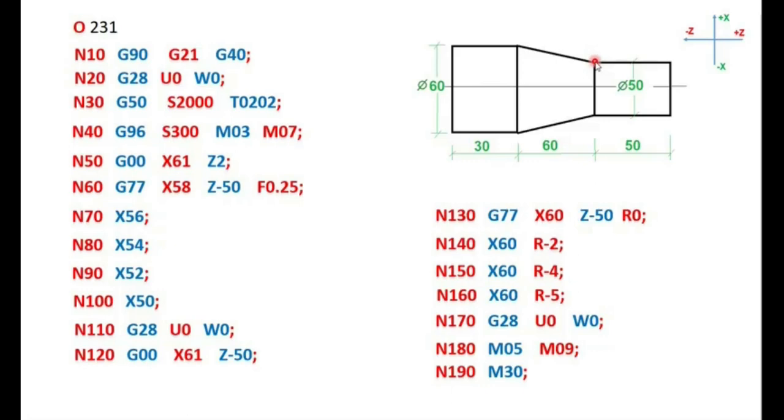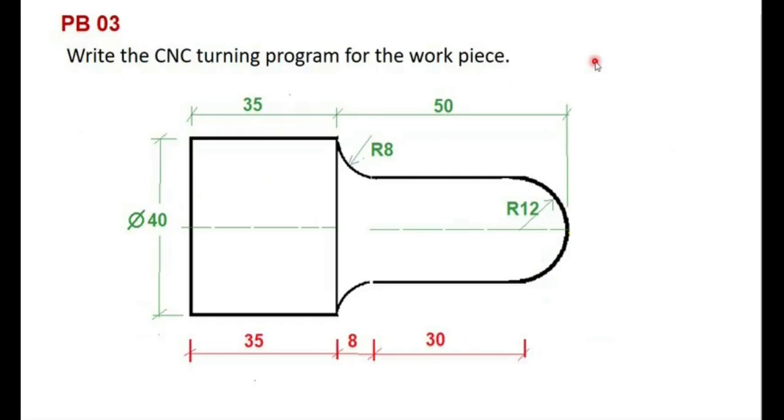Now similarly, if we say we have a circular job, for example, in today's problem, that is problem 3, we are taking a very simple program. So I will not be doing a complete operation. I will just show you in today's class how you can generate this curve at this side. The part is given one side dia 40 and length 35, and the other length is 50, where the diameter is 24. And I have to make a fillet of R8, and this one a complete fillet of R12.